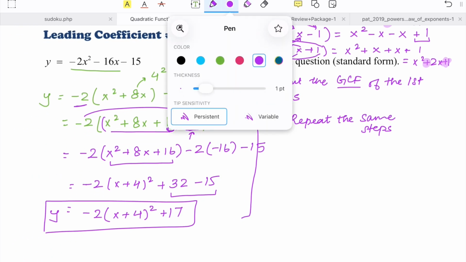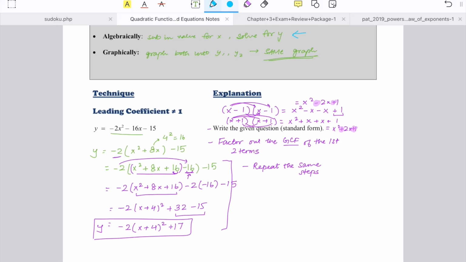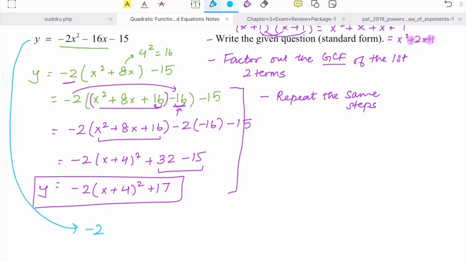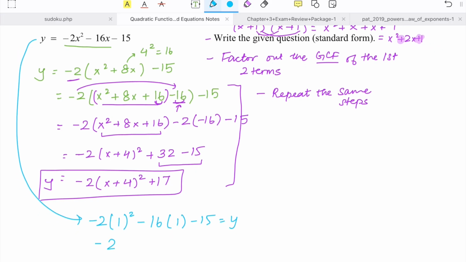Okay, let's try checking our work with what we know here. Let's sub in a value for x. Let's say over here x is 1. -2 times 1 squared, minus 16 times 1 minus 15, and we are trying to find our y value. So it'll be -2 minus 16 minus 15, which will be negative 33.